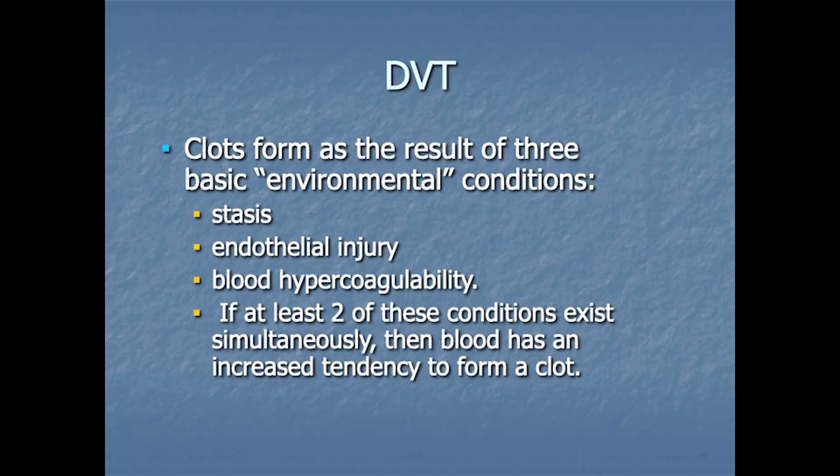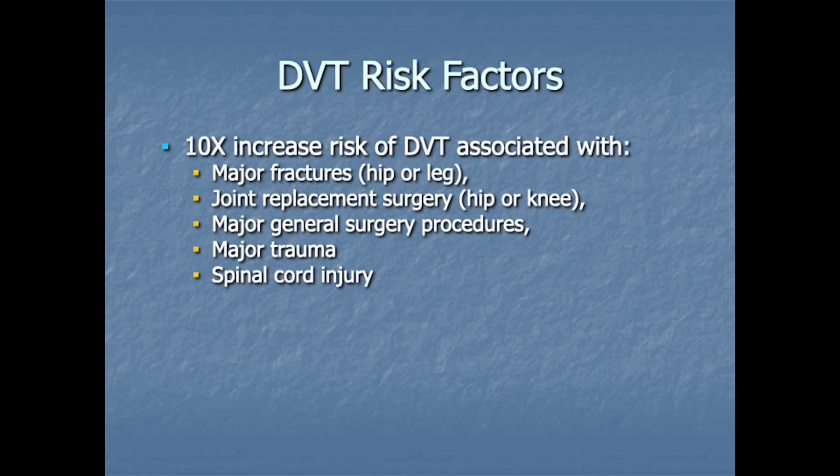10 times increased risk with all those things: major fractures, joint replacement, major surgery, major trauma, spinal cord. Why? Think about it. All those patients, they're not going to be moving. Their system is going to be ramped up to clot from the injury, right? And they likely have endothelial disruption somewhere, which exposes tissue factor and kind of turns the system on. High risk. You got all 3 at once.